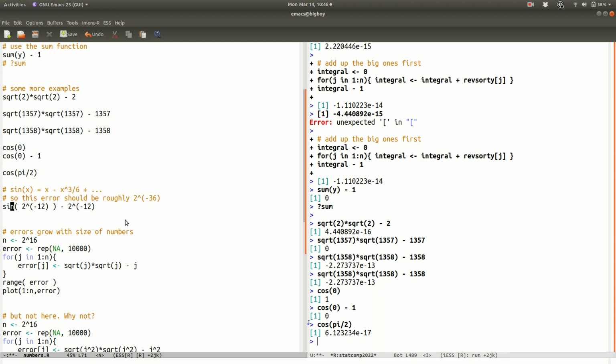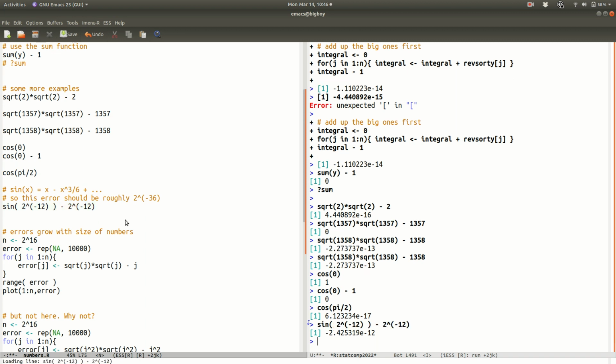Let's look at this one here. If we do sine x minus x, this should be really close to 0 because sine x has this series expansion. It's equal to x minus x cubed over 6 plus x to the 5th over 5 factorial. So if you do sine x minus x, it really should be roughly equal to x cubed over 6, which in this case, if x is 2 to the minus 12, should be roughly 2 to the minus 36. But if you run this, you get 2 to the minus 12. Okay, so this is another floating point error as well.